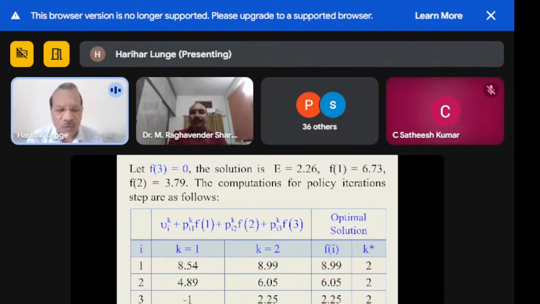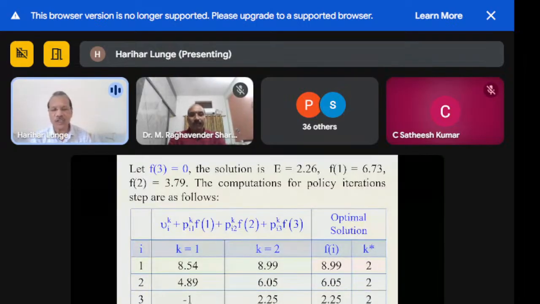So here we got the new policy 2, which was the same as the earlier one. So here we received the second policy. The earlier policy was also the second policy. The earlier policy and the new policy are the same. Therefore, this final policy, the second, is the optimal.